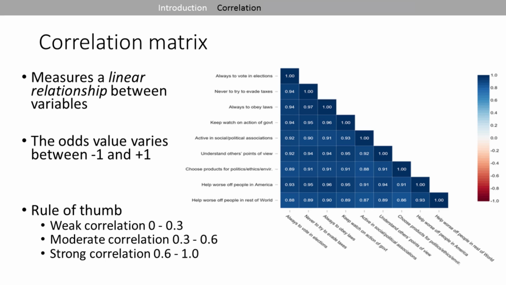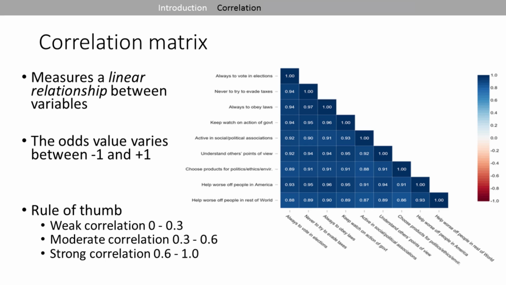And here is one of the examples, a more colorful one. It's a stack of variables, and you can see all the correlations between those. It measures linear relationships between variables, and the values vary between -1 and +1, of course, what we talked about before.